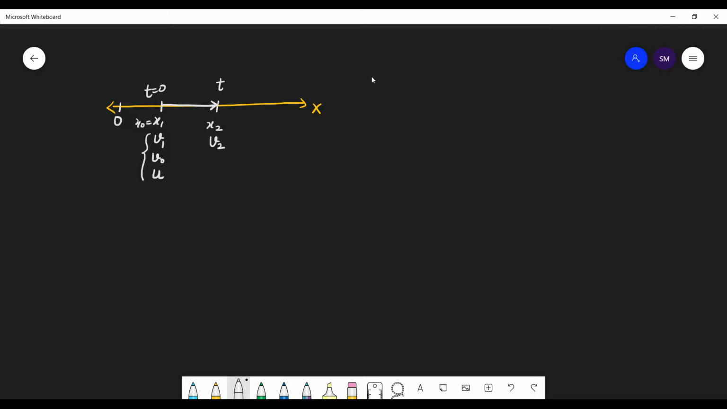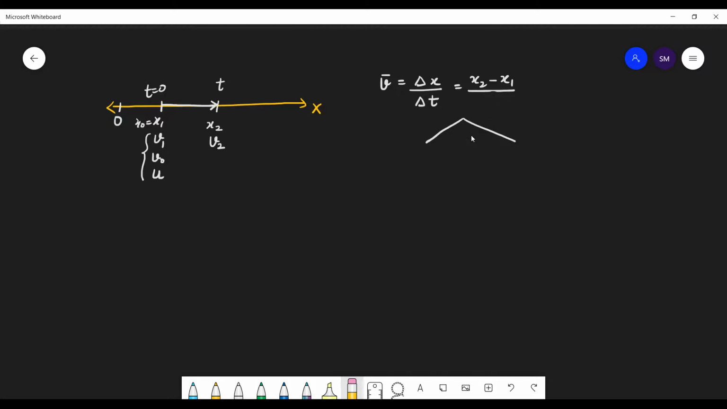Now, if I talk about average velocity, average velocity is your displacement upon time taken. Now this displacement is final position minus initial position divided by delta t. Now there can be two possibilities: your velocity is negative or positive.